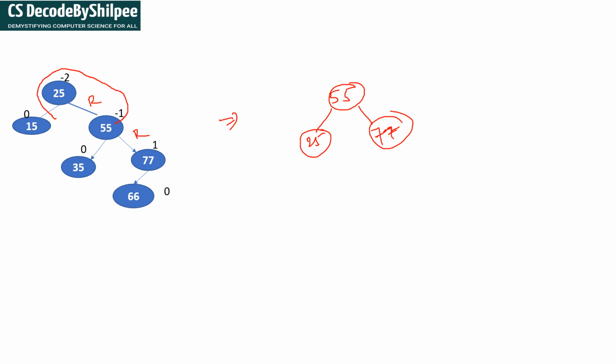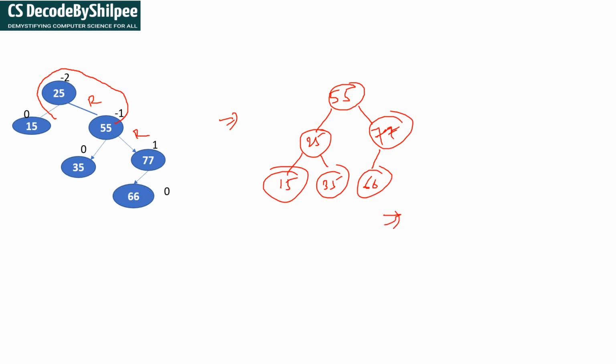Next you have to add the remaining nodes. 66 is the left child of 77, so 66 is added here, and 35 is the left child of 55, so 25 is already on the left, so 35 will become the right child of 25, and 15 is the left child of 25, so 15 is added here.